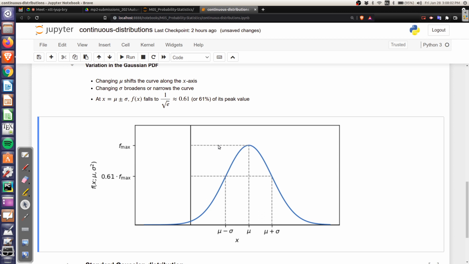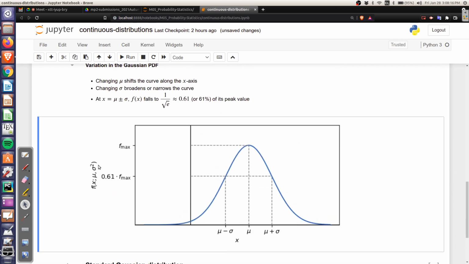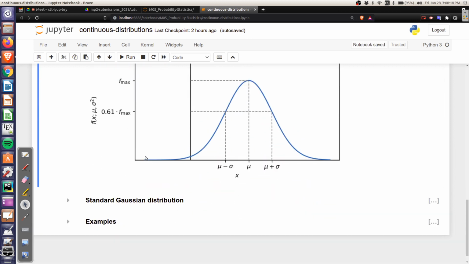Here the maximum value is f max, and at mu plus sigma and mu minus sigma, the value becomes 0.61 times f max. That means it becomes 61% of its peak value. Okay, so remember this number, 61%. That's going to be very helpful for your problems, let's say in statistical physics and so on.